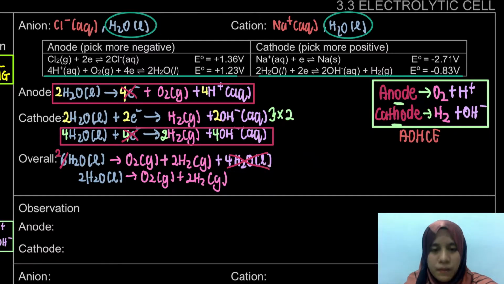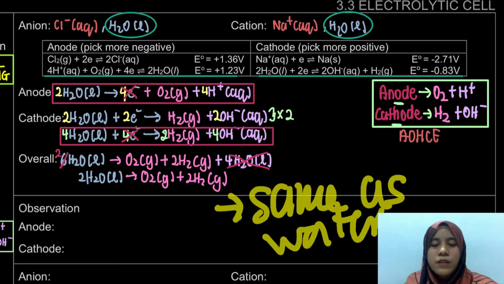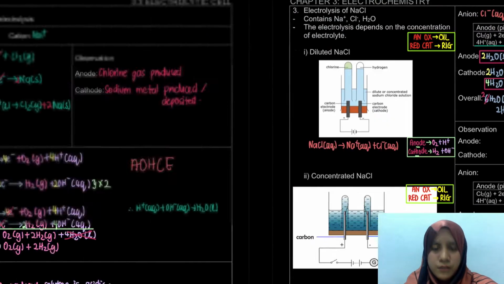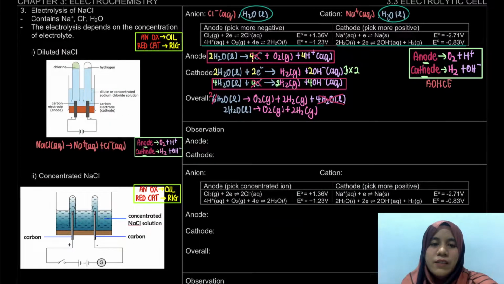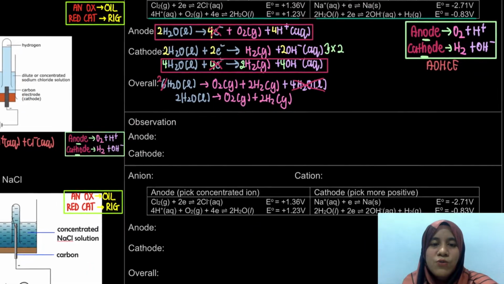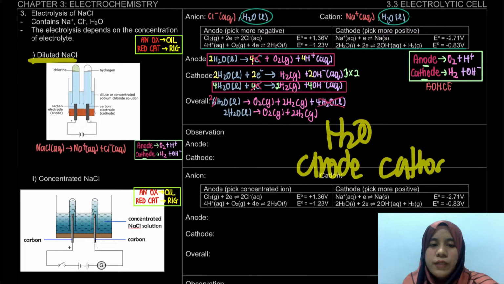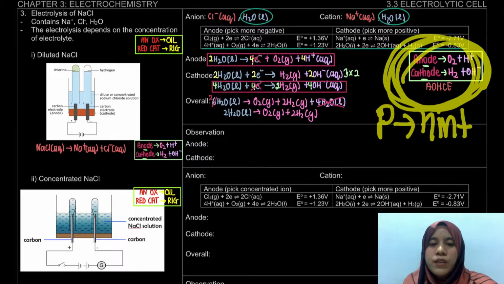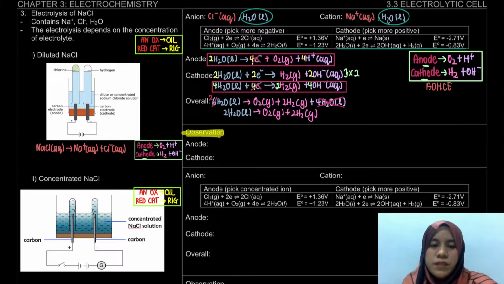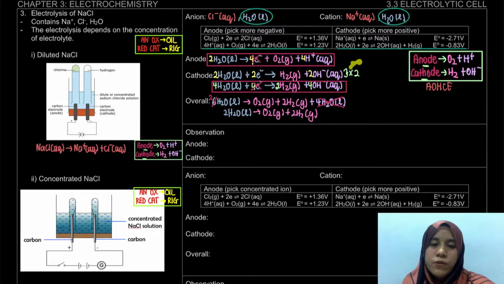Quite a lot of steps, but it is the same as the one that we have learned in the decomposition of water. It's the same one. So it's actually good exercise for you to know how to write down the equation. So H2O and cathode. Remember, for the product itself, the hint is based on the letter itself. The observation must refer to the product. So check the product for each of the anode and the cathode, not the overall equation.